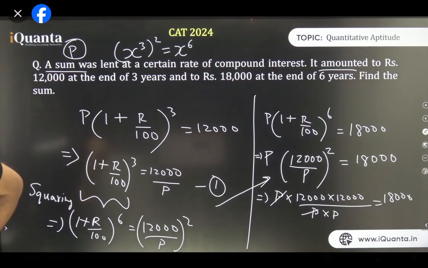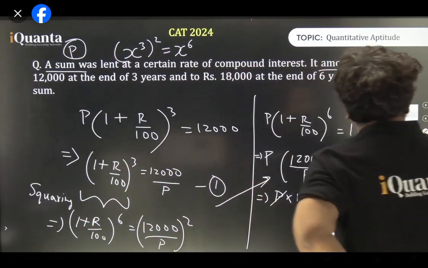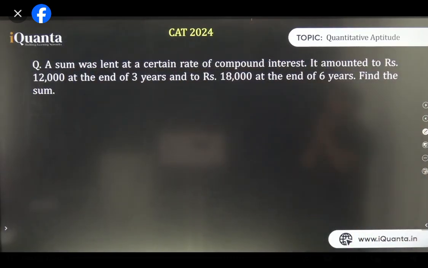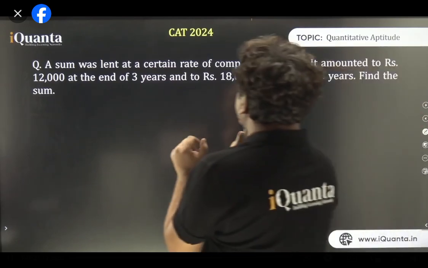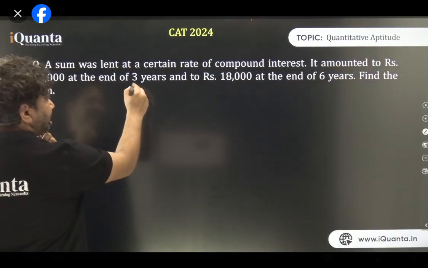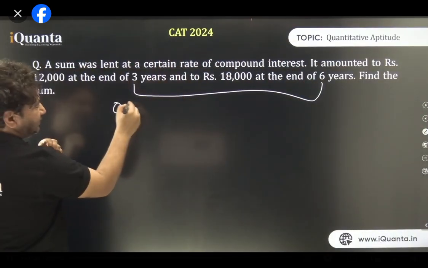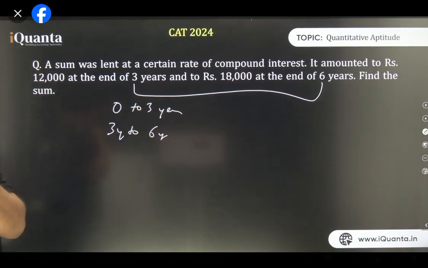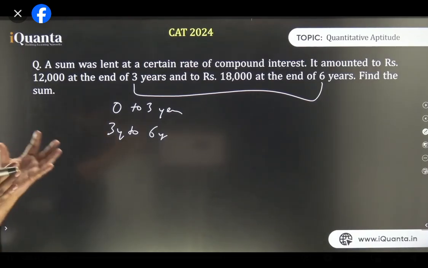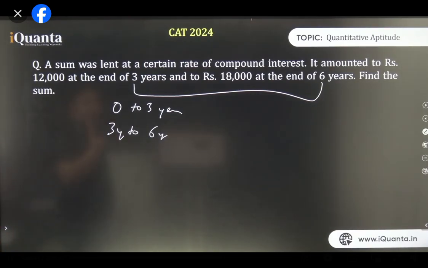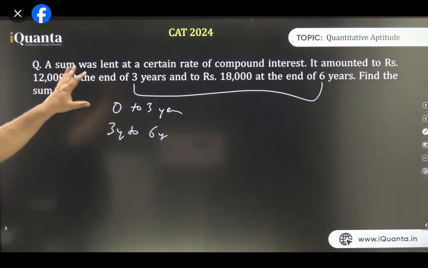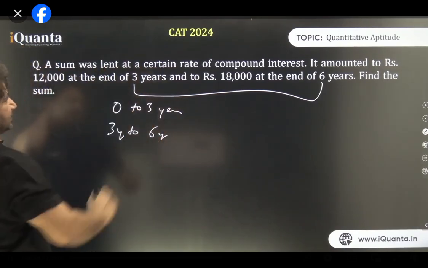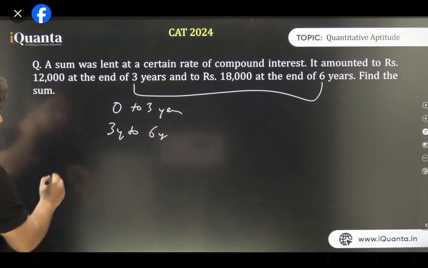All right, now I am erasing it. Now I'll show you something which will help, but that won't be a universal approach. It will be applicable to this question only, because here it is 3 years and here it is 6 years. So there are 2 time gaps: one is 0 to 3 years and the other is 3 years to 6 years, and the gaps are equal. So the growth in the amount will be the same percentage. This will help in this question, as it is 0 to 3 and 3 to 6.